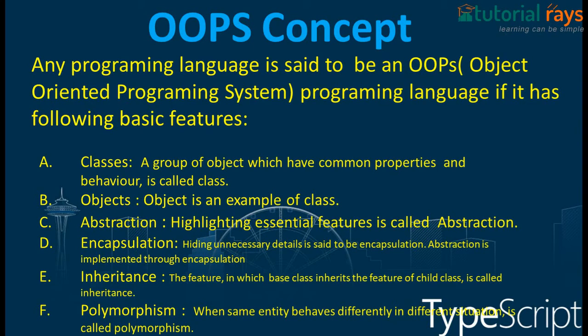Another one is inheritance. The feature in which a child class inherits the features of a base class is called inheritance. We will discuss this inheritance section in a later part of this video. Another one is polymorphism. When the same entity behaves differently in different situations, it's called polymorphism. So let's see one by one.